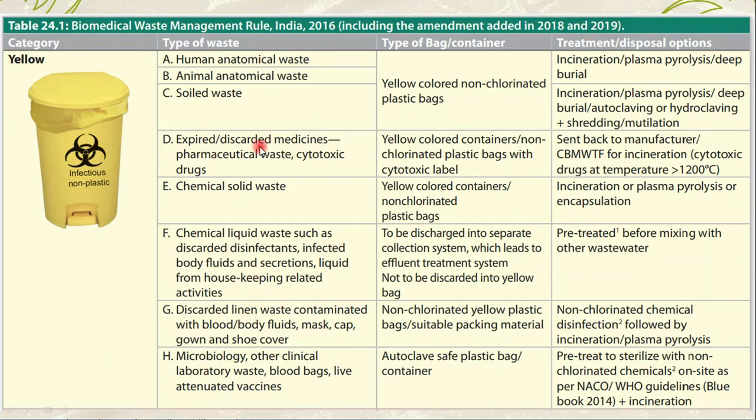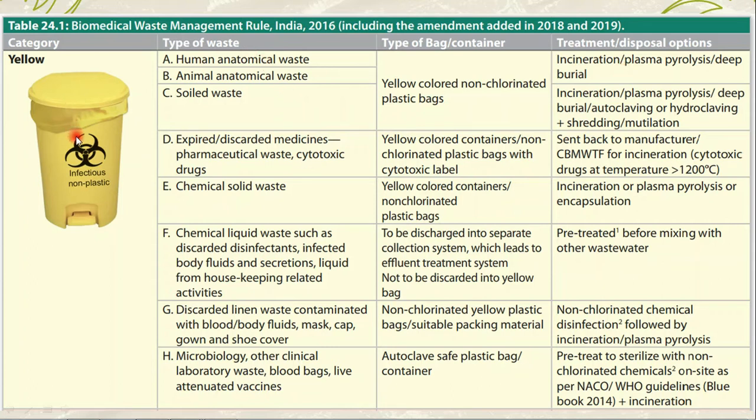Through this chart, we are going to learn which type of waste is to be discarded into which color of dustbin. So first of all, we have the yellow colored dustbin. In the yellow colored dustbin, the first thing is human anatomical waste and animal anatomical waste. All the human and animal anatomical waste should be discarded in yellow-colored non-chlorinated bags and is further treated with incineration, plasma pyrolysis, or deep burial method.